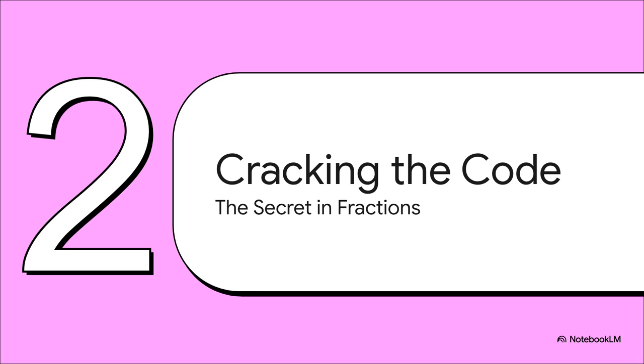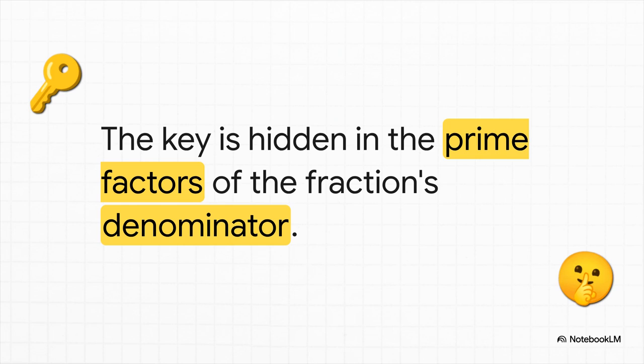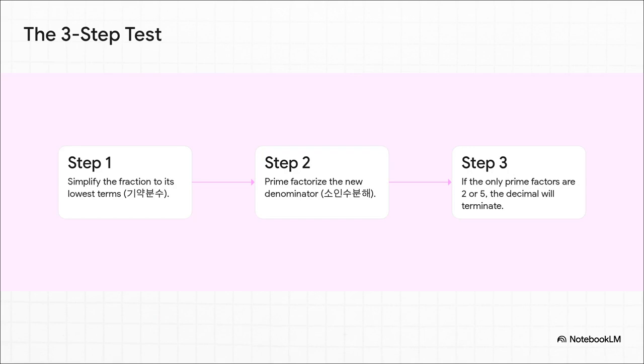And believe it or not, the clue has been hiding in plain sight the whole time, right inside the fraction itself. And here it is. This is the whole secret. It's all hidden in the prime factors of the denominator. That's the bottom number of the fraction. That one spot tells you everything you need to know. This is the 3-step test that works every single time.